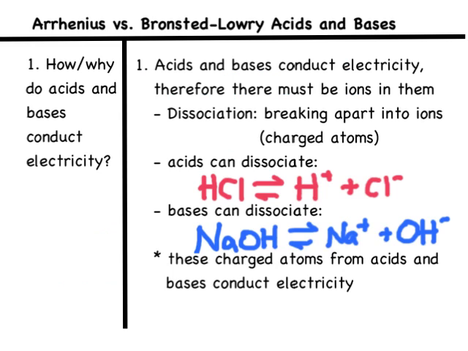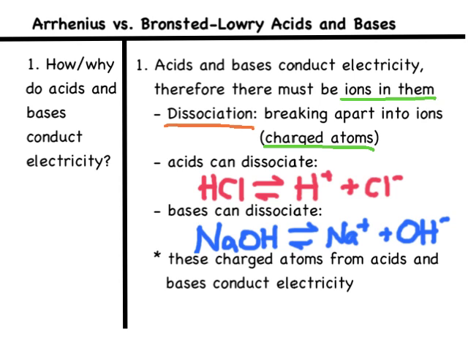Remember last time in the notes we said that one characteristic of both acids and bases is that they conduct electricity. And this is why. Acids and bases conduct electricity because there are ions in them. Remember, ions are charged atoms. So what acids and bases do when they're mixed with water is they dissociate. They go through dissociation, which basically means they break apart into the ions, or the charged atoms, that make them up.